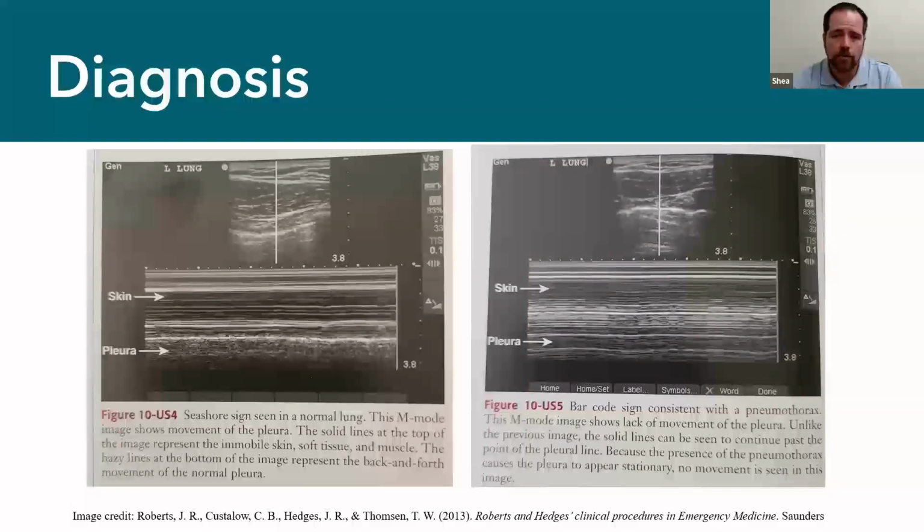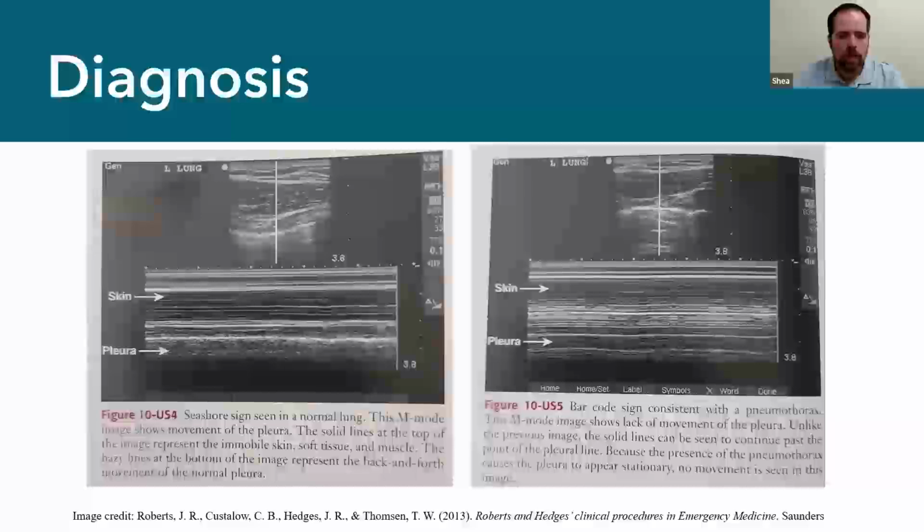There's pocket ultrasounds now. And so we're not going to go through an entire ultrasound lecture today, but these are some representative images of what you may see. So the image on the left side here shows what's called the seashore sign. So this is in M mode. This is the lung, the chest wall here in M mode. That's what this bar is. And so you can see the sand and the waves here is what they call the seashore. So this big clear differentiation where you have the skin and the pleura. So they look different. And this is a normal lung, no pneumothorax.